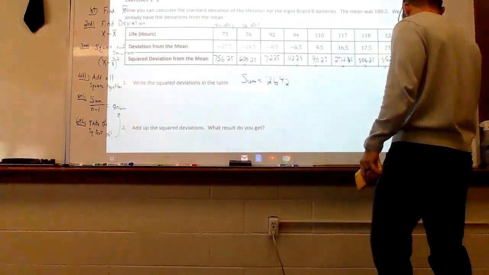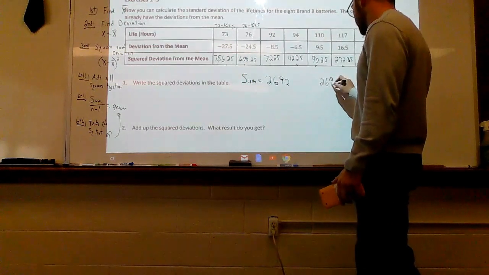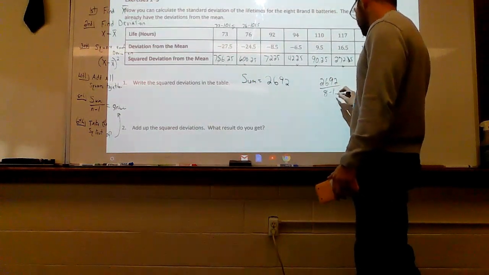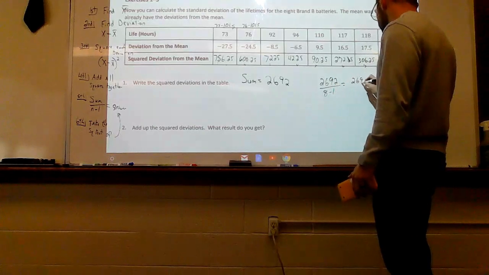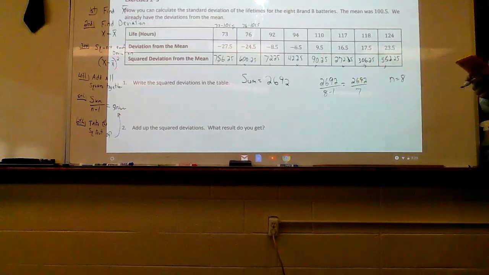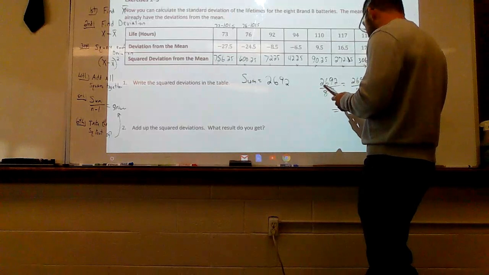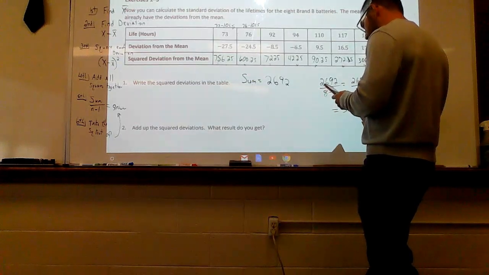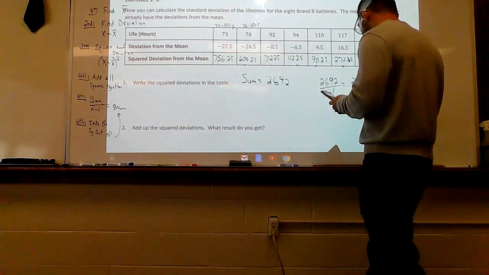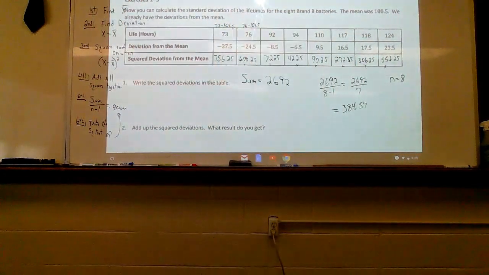So my n is 8. So the next portion is I take 2692 and I divide it by 8 minus 1, which is really 2692 divided by 7. So now I take 2692 divided by 7, and I'm going to get a division of 384, and I'm going to round it to 57 hundredths. Okay, so now we're here.